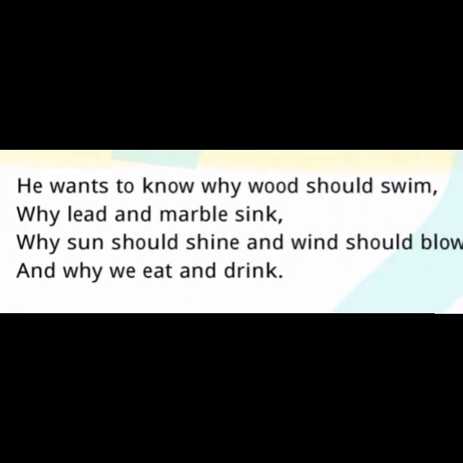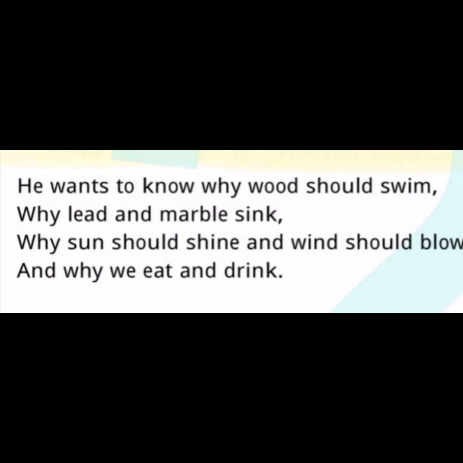Look at the second stanza of the poem. He wants to know why wood should swim, why leaden marble sink, why sun should shine and wind should blow, and why we eat and drink.